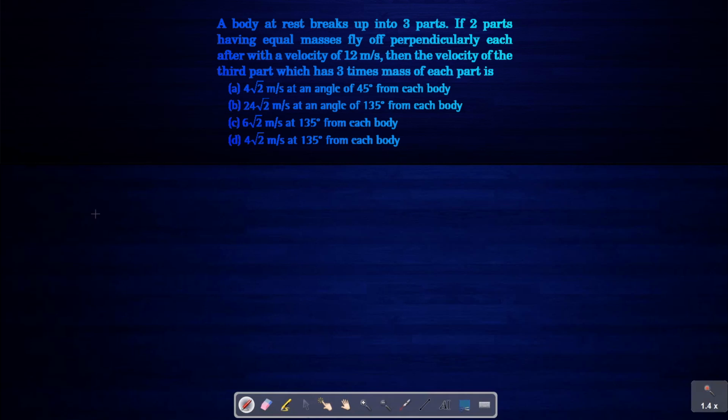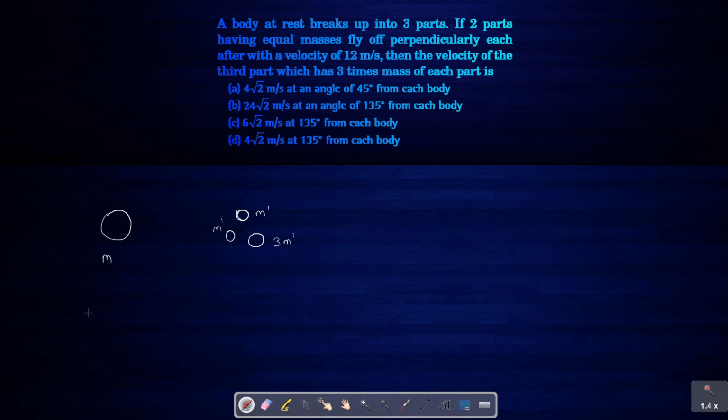A body of mass m is broken into three parts. Two parts have the same mass. So let's say our body has mass m. The mass of one particle is m dash and another particle is also m dash. And the mass of the third particle is 3 times m dash.